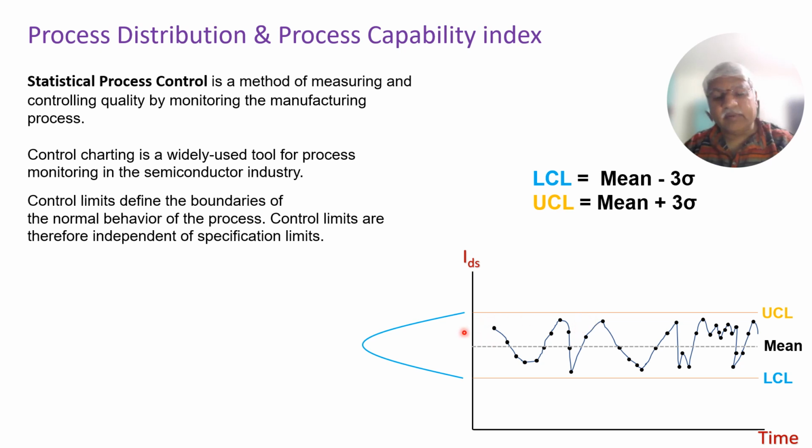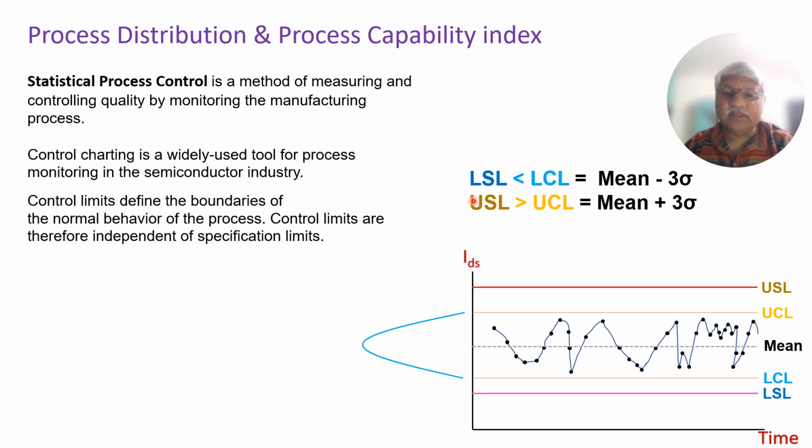So on top of this, what we would like to know is the USL and LSL. LSL stands for lower specification limit, which is dictated by the customer. USL stands for upper specification limit, dictated by the customer. That should be in this way. That means USL should be greater than UCL and LSL should be less than LCL. So in that way it needs to be.